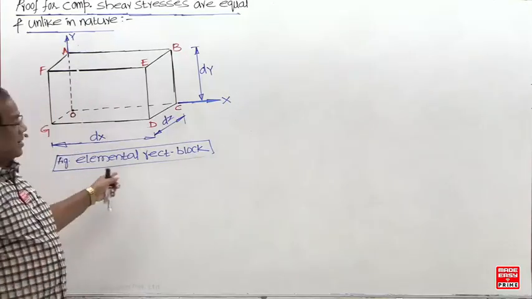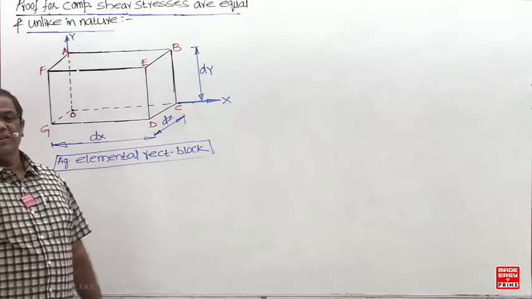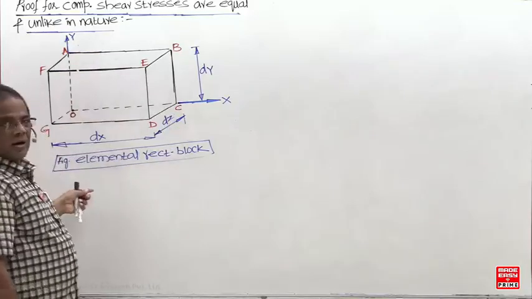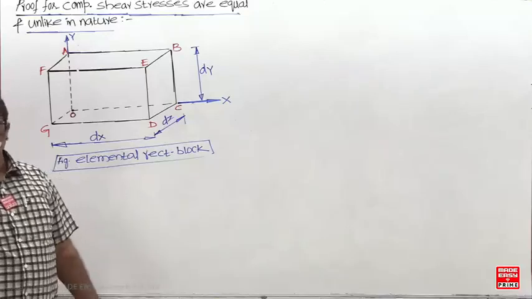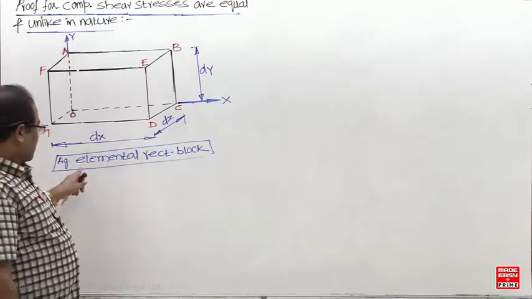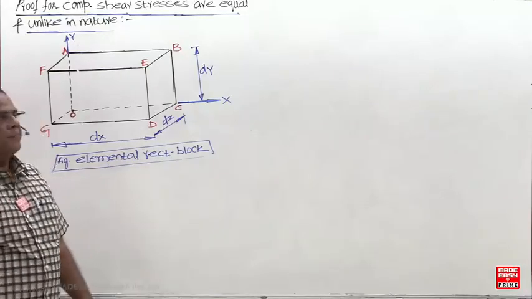So I consider an elemental rectangular block. Generally, you would consider a cube, but I have taken a rectangular block here. Yesterday, I considered a triaxial state of stress with a cube, but now I have taken a rectangular block.